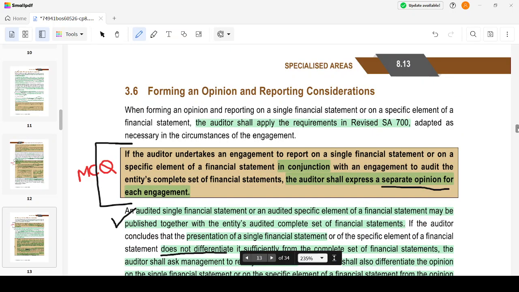Okay, now, forming an opinion and reporting considerations. When forming an opinion and reporting on a single financial statement or a specific element of a financial statement, the auditor shall apply the requirements of revised SA 700. Now this comes as an MCQ. Assume I am the auditor of a single financial statement and also I am doing the complete set of financial statements audit. Can I just give one opinion on both together? The answer is a big no. The auditor shall express a separate opinion for each engagement. Okay, but I may publish it together with the complete set of financial statements.